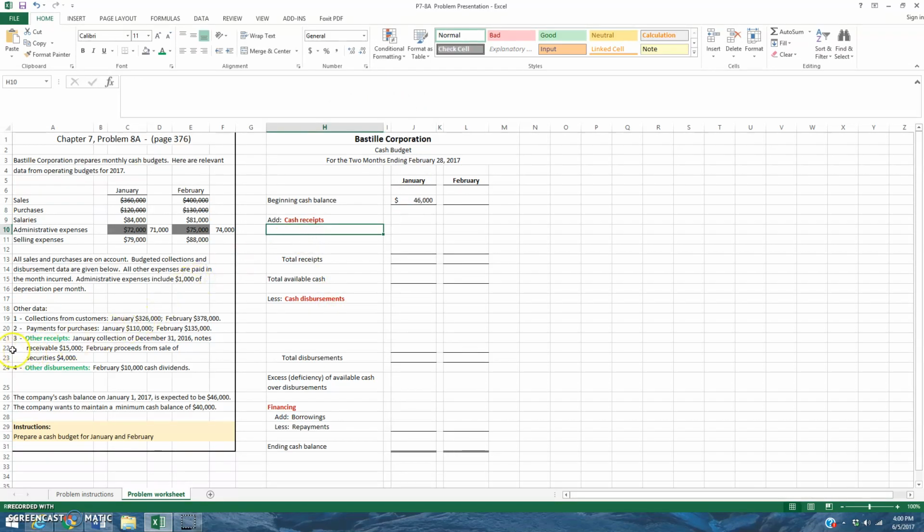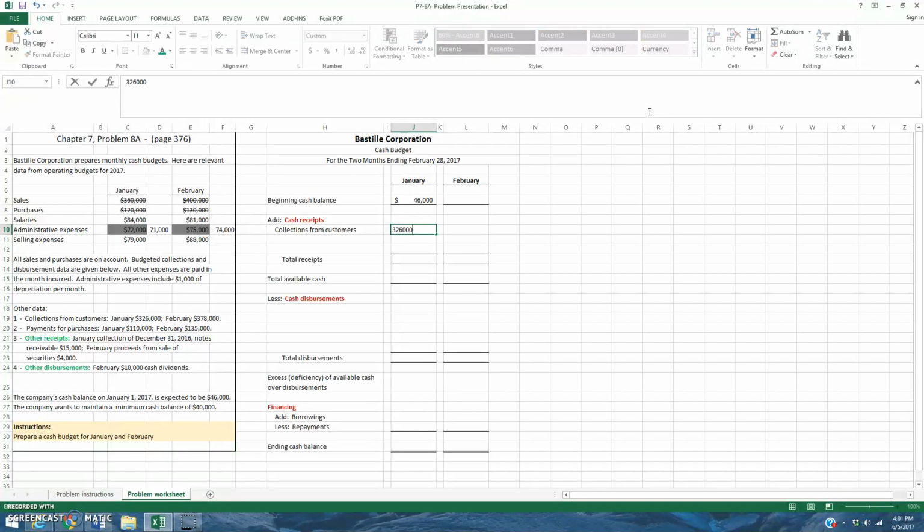And then we've already discussed how the collections from customers and other receipts are our cash receipts. So we'll go ahead and put those in. First one, collections from customers, and we know that in January that was $326,000, and in February that was $378,000.